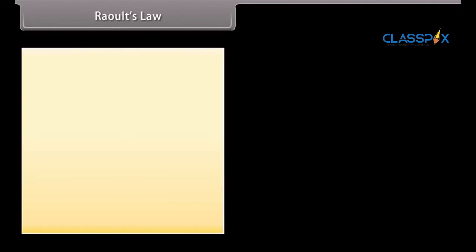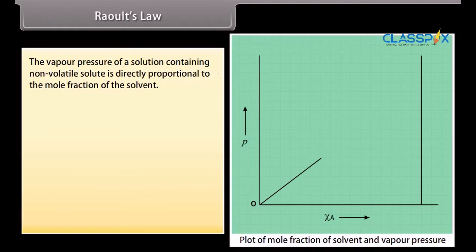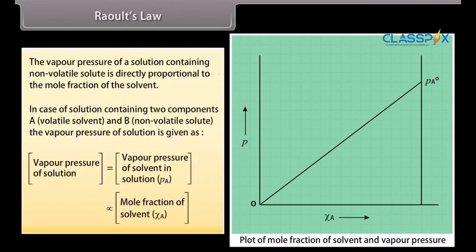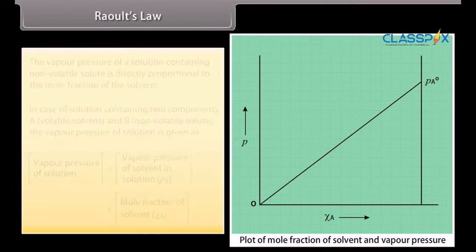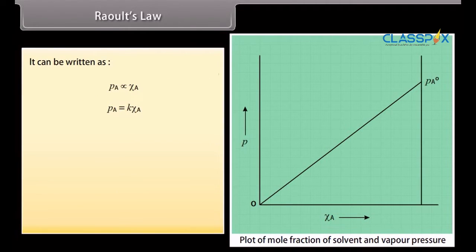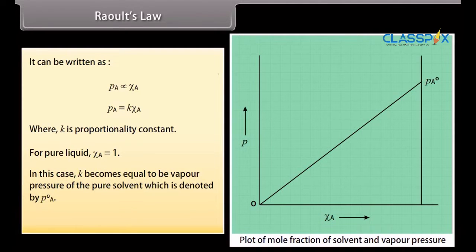Raoult's law. The vapor pressure of a solution containing non-volatile solute is directly proportional to the mole fraction of the solvent. In case of solution containing two components, volatile solvent and non-volatile solute, the vapor pressure of solution is given as PA is equal to K into XA, where K is proportionality constant. For pure liquid, XA is equal to 1. In this case, K becomes equal to vapor pressure of the pure solvent, which is denoted by P0A. Thus, PA is equal to P0A into XA.